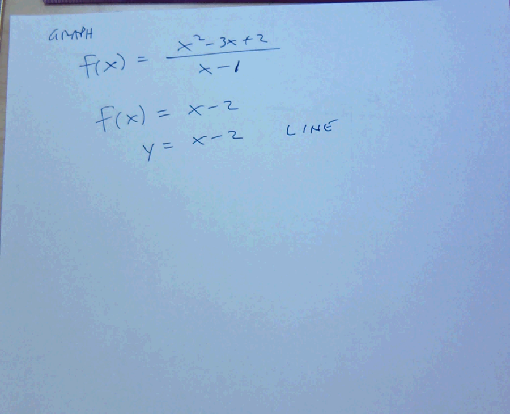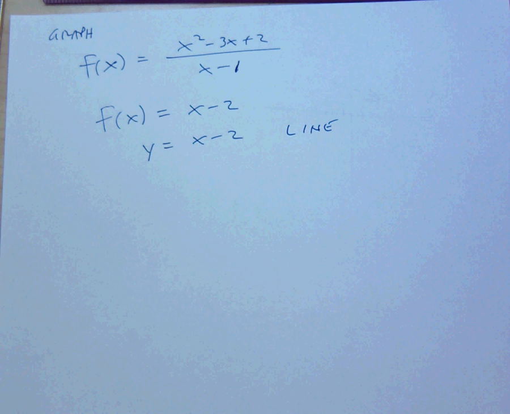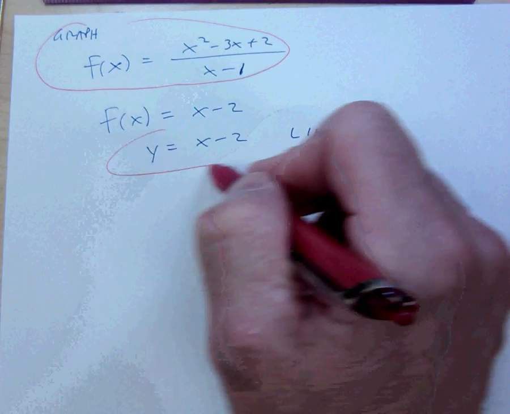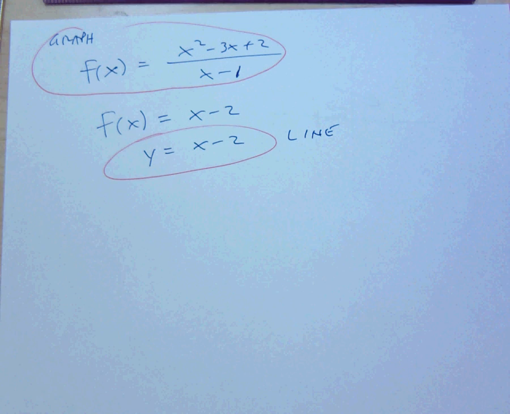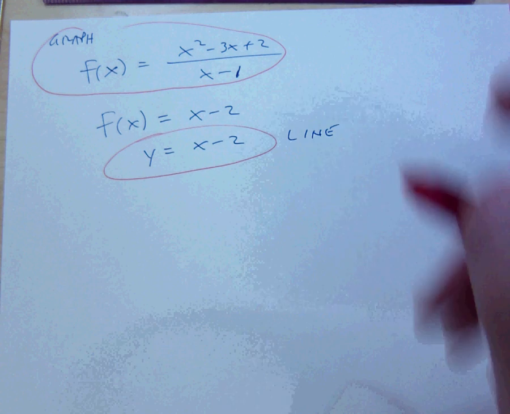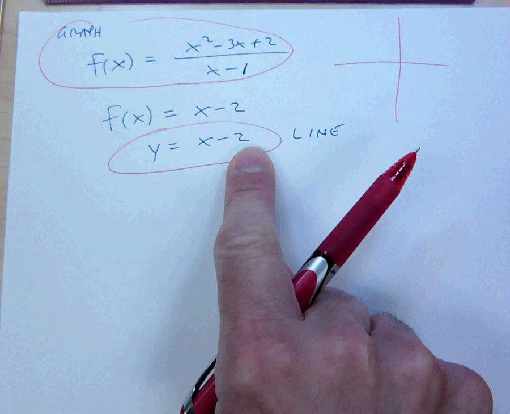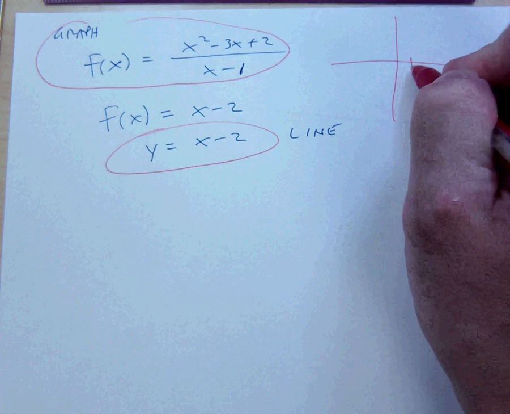Well, so the good news is the graph of that function looks just like the graph of that function, except that there's a what? A hole at what? 1. So if you want to graph this function here, all you've got to do is draw the line y equals x minus 2 and put a hole at what? x equals 1.